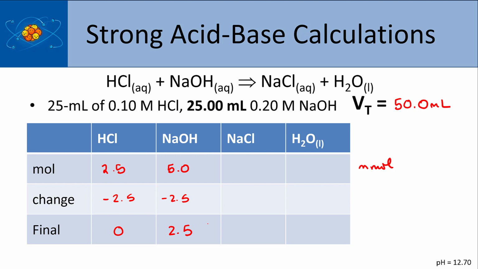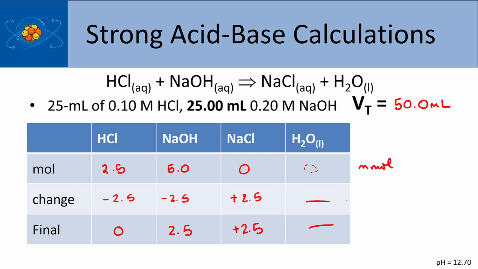And then, this other side you could fill in if you want to, but because it's a salt of a strong acid and base, you don't have to. So for the NaCl, there's going to be 0 at the beginning. The water, if we're really doing moles, we should really include water, but we never use it for anything, so I'm just going to put a ghost 0 there. This is going to be plus 2.5, and this is going to be plus 2.5 like that. And again, these don't really matter.